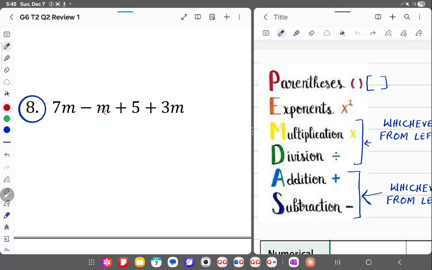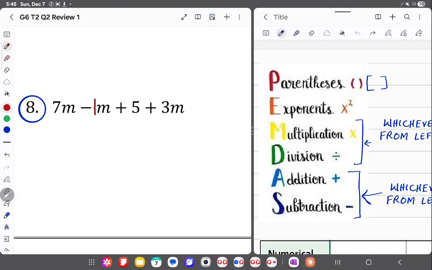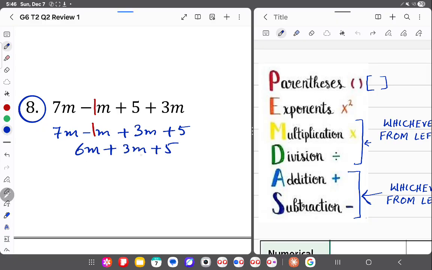Here m doesn't have any digit next to it, right? So when you don't see a digit, there's a 1. Okay, so I'll write the like terms together. Okay, and this is what I get. Now I can add and subtract. So I have here a negative and I have here a positive. Following the PEMDAS rule, I must go from left to right. So 7m minus 1m is 6m plus 3m plus 5.